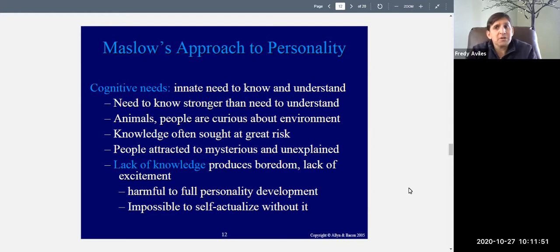From the moment we're born, we're curious. We want to know, we want to understand, right? We want to know what's happening, how things work, right? The need to know is stronger than the need to understand, right? One thing is just the need to know, right? We want to know what is this, what is that, or what happened to so-and-so, right? Why, the need to understand, that's not as strong, but we often want to know why.